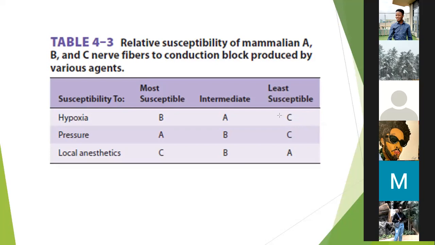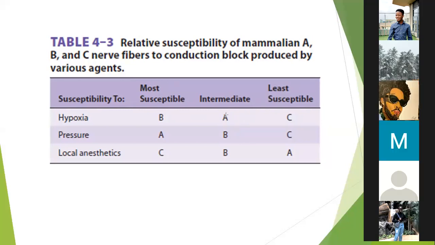Non-myelinated, post-ganglionic. Which ones are they? Then you move to the next one. I'll ask you to go back and check A, B, and C fibers.